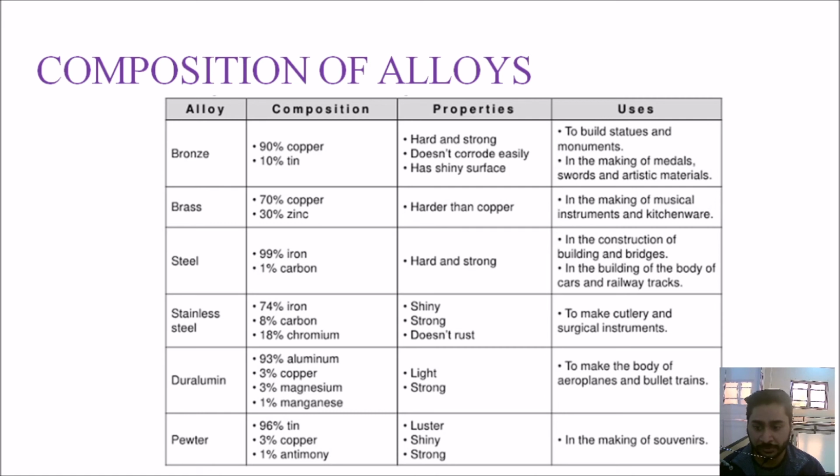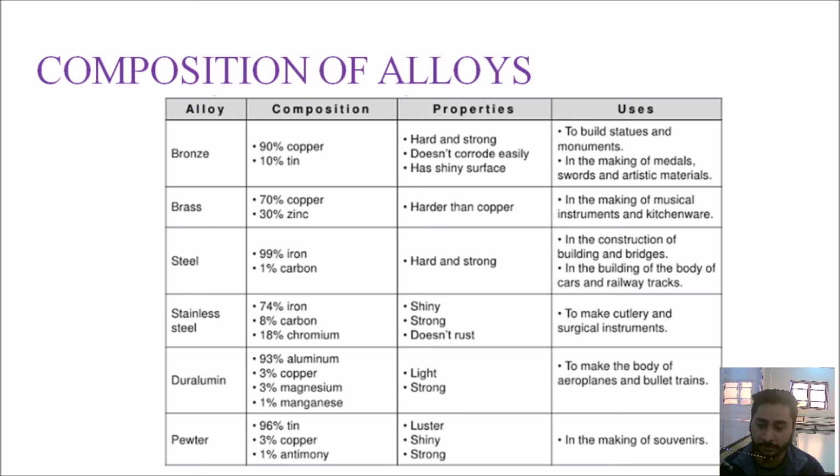Then we have stainless steel. Stainless steel is 74% iron, 8% carbon, and 18% chromium is also added to it, which makes it shiny, strong, and rust-free. It is used for making cutlery and surgical instruments. Then we have duralumin. Duralumin is 93% aluminum, 3% copper, 3% magnesium, and 1% manganese. The important property of this alloy is it is very light, yet it's very strong and is used to make aeroplane and bullet train bodies.